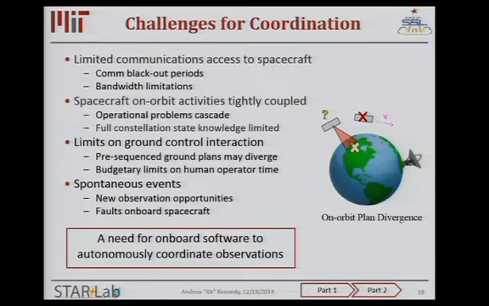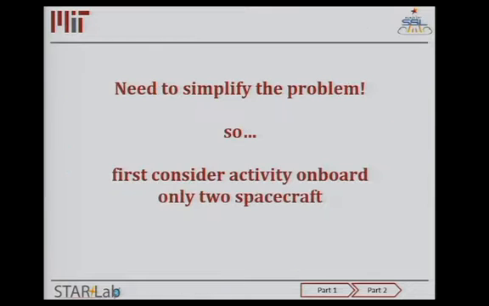If an event appears, or if a new interesting observation opportunity is spotted by one spacecraft, then how does it reconcile that high priority observation with the previous plans that all the other spacecraft are currently planning on doing? So I've identified a need for onboard software to autonomously coordinate observations with as little ground in the loop as possible.